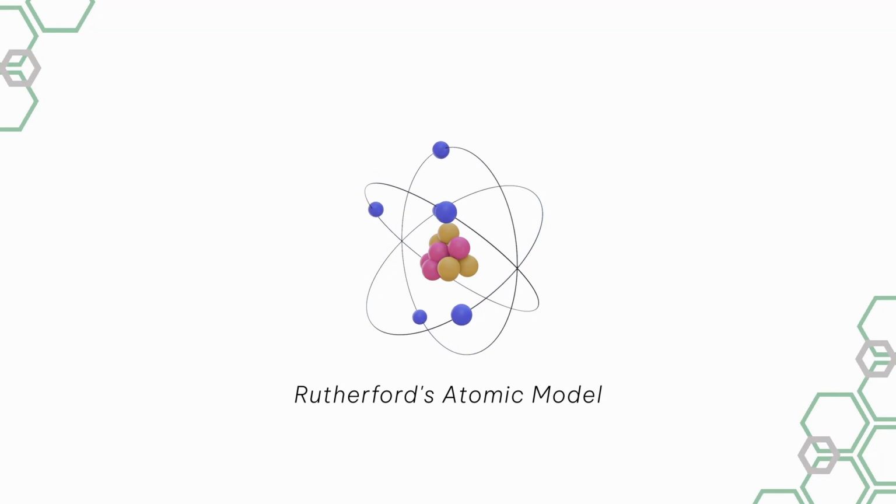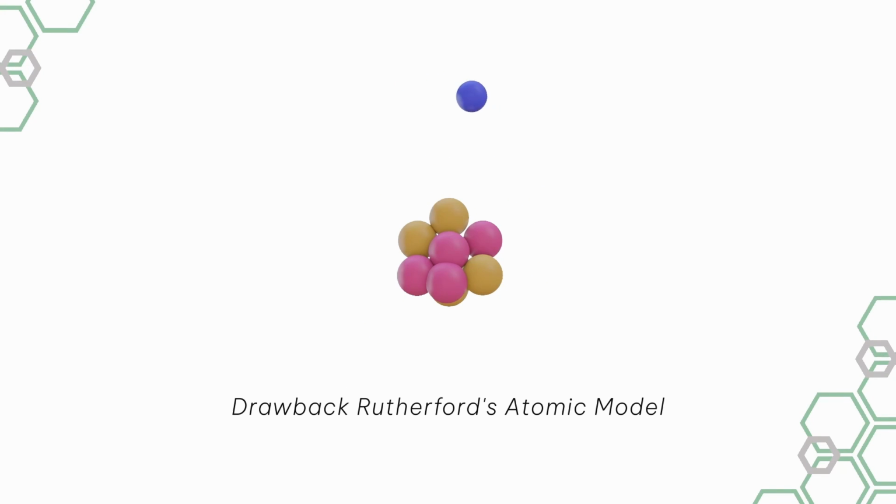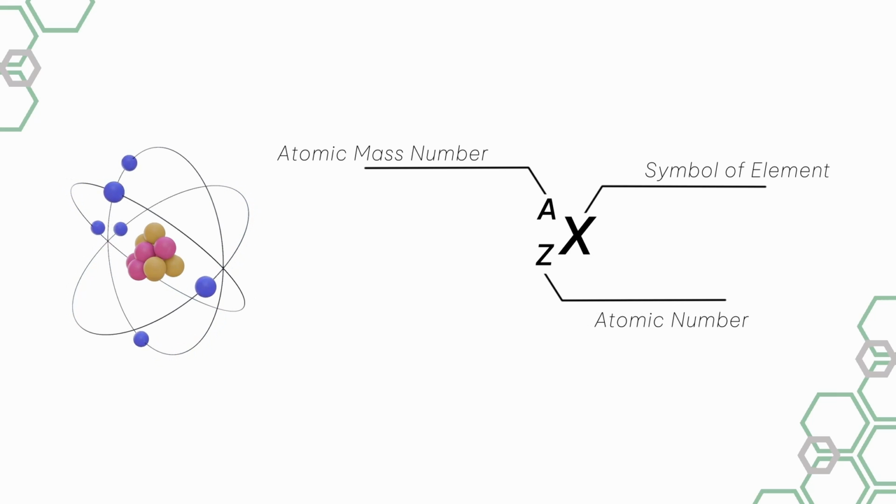In the previous video, we understood Rutherford's atomic model. But there were some flaws in Rutherford's model too. So in this video, we will see the drawback of Rutherford's model and also see how an atom can be represented by its atomic number and mass number.